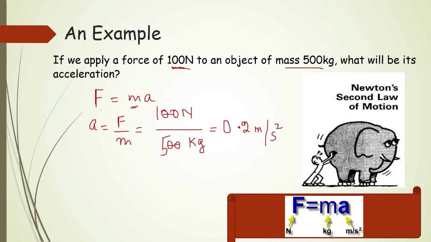So what does this mean? If we push a mass of 500 kg with a force of 100 newtons, this object is going to start moving forward with an acceleration of 0.2 meters per second squared.